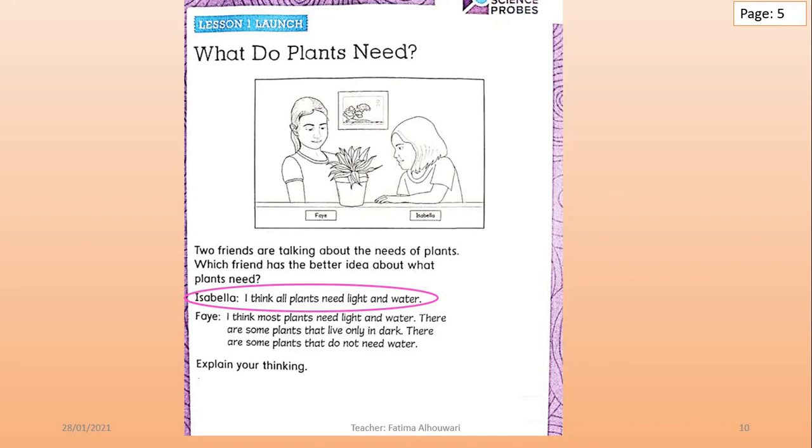What do you think, grade 2? Is this correct or not? Which friend has the better idea about what plants need? Isabella or Faye? Did you say Isabella? If so, you are totally right, grade 2. Yes, of course. Light and water are basic needs of all plants. So please, grade 2, be sure to circle this line and write your explanation in this space.